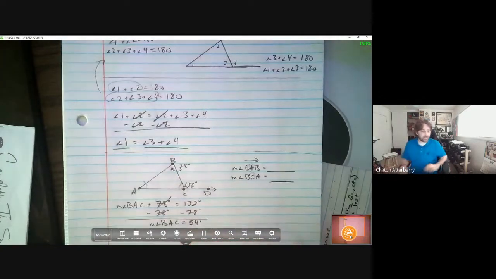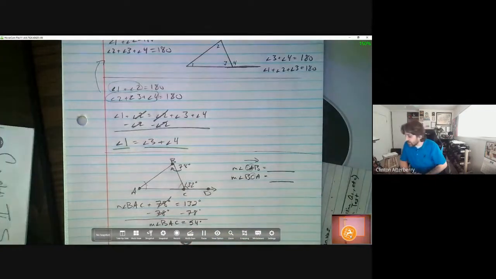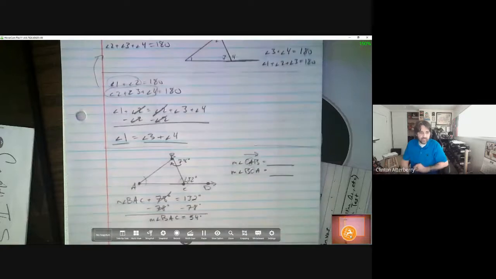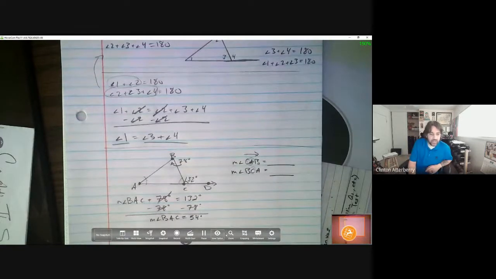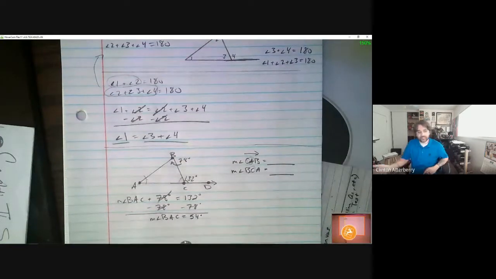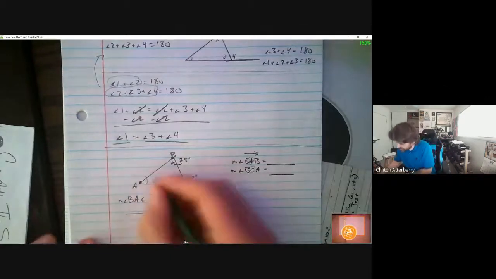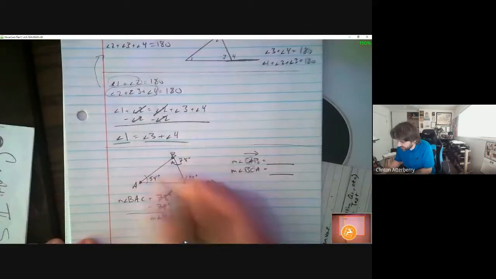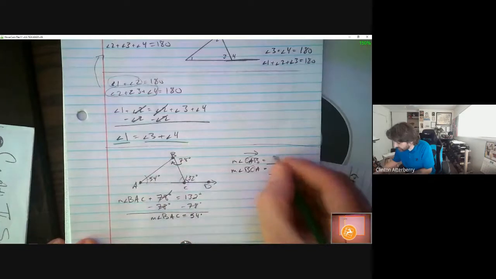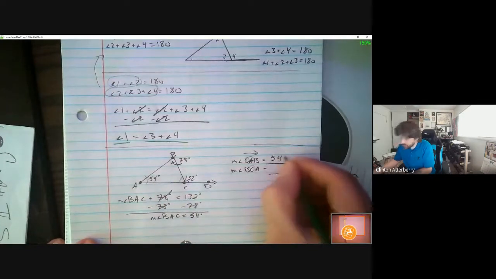Feel free to use a calculator to double check and triple check your work. Have scratch paper out while you do these tests. Do the best you can as you go through it. And so this would be 54 degrees, and I like writing that in there. I recommend writing that stuff down as you go through it.